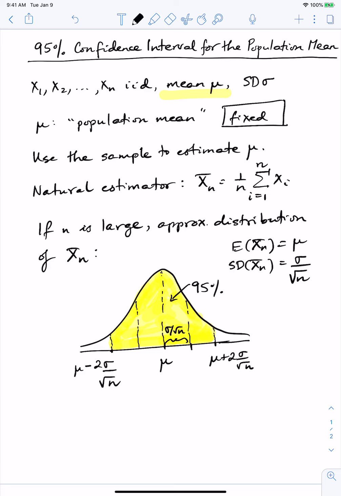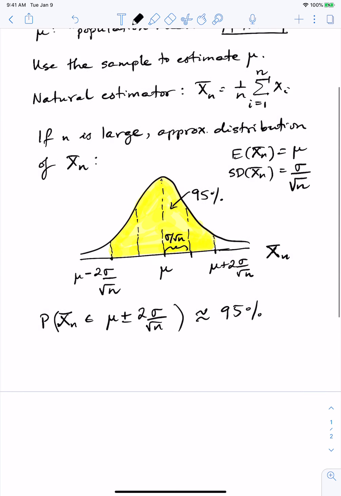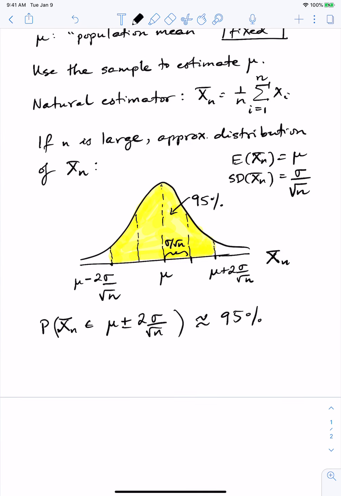So the horizontal axis represents your sample mean, and so we know that the chance that your sample mean is in the interval center plus or minus 2 measures of spread, that is approximately 95%. That's just normal distribution facts.